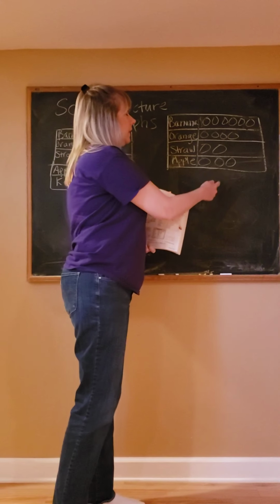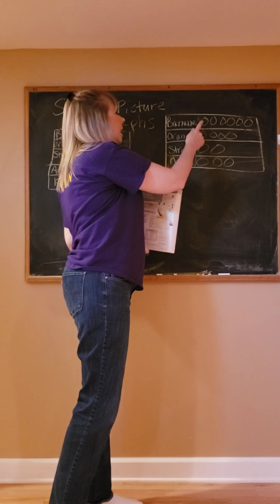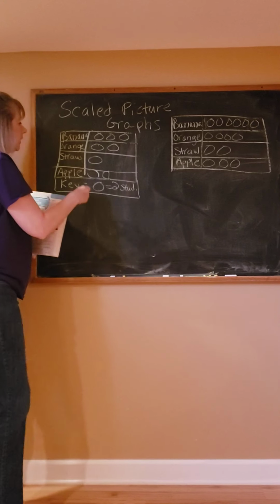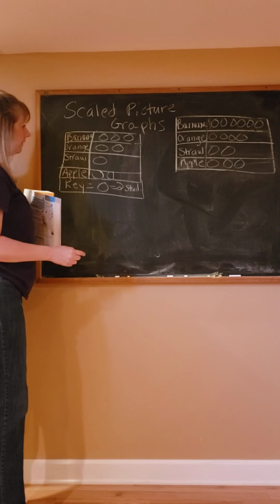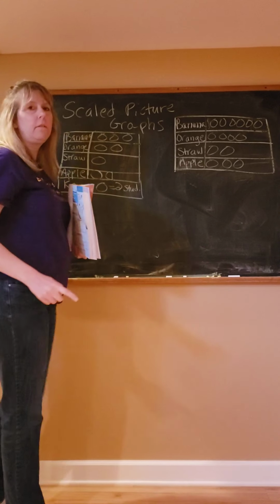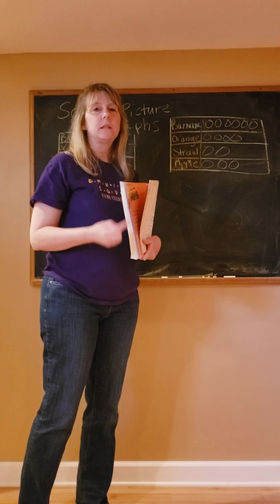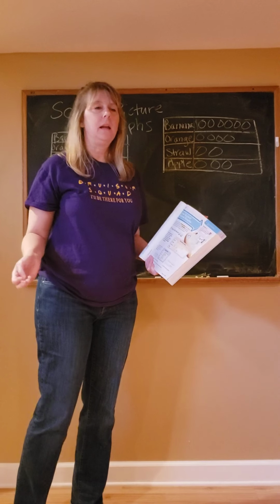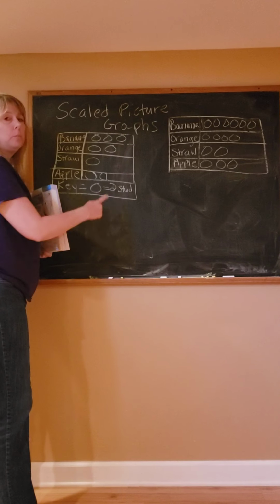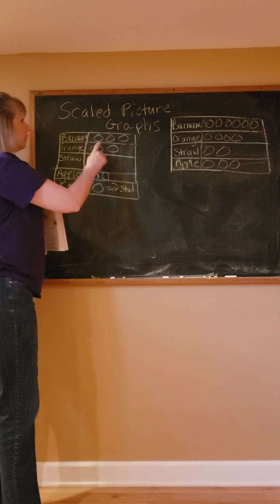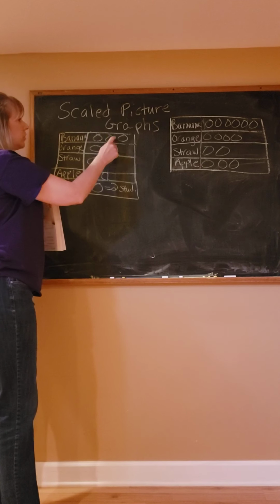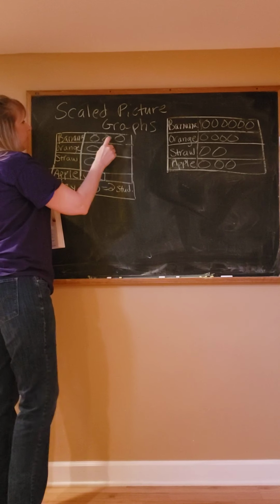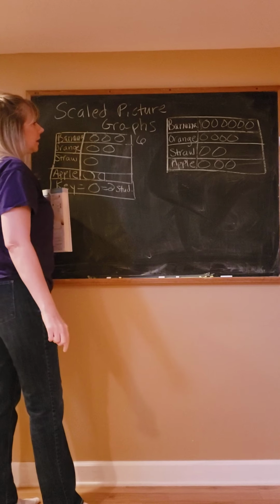All right, so on this picture graph we have each circle representing 1 student, but over here this is what we call a scaled picture graph. It means that each one of these pictures represents more than 1 student. Okay, and how do we know how many they represent? Well, you have to look at the key at the bottom and it's going to tell you. So for bananas up here, each circle represents 2 students. So I'm going to count 2, 4, 6. So 6 students like bananas.